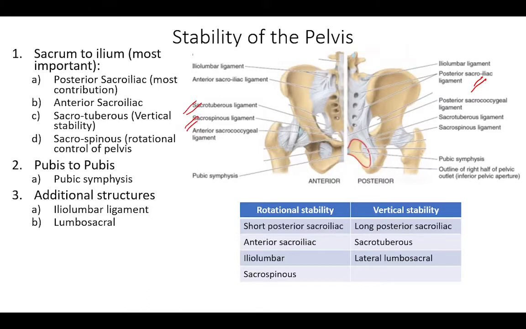Between the pubis and the pubis, there is the pubic symphysis, which is anteriorly, and additional structures like the iliolumbar ligament and the lumbosacral ligaments also contribute to the stability of the pelvis.